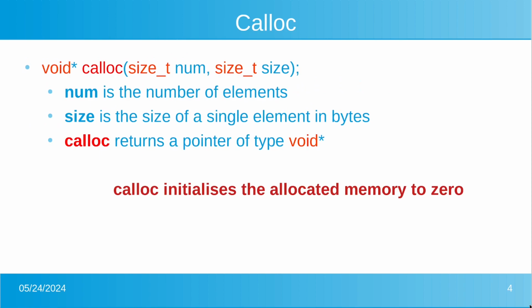Calloc stands for contiguous allocation. It allocates memory for an array of elements, initializes all bytes to 0, and returns a pointer to the first byte. This is different from malloc, which leaves the allocated memory uninitialized.